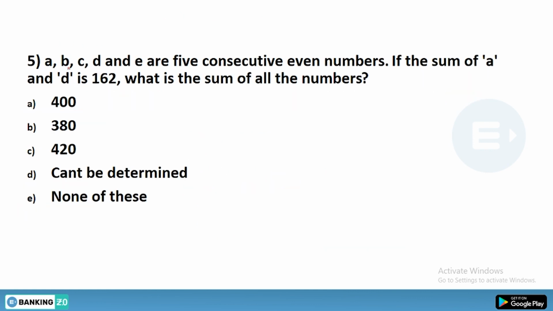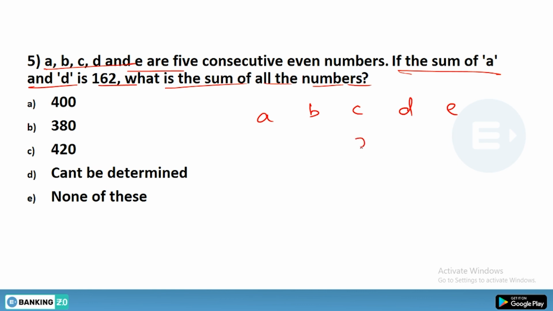As you can see, A, B, C, D, E are 5 consecutive even numbers. If the sum of A and D is 162, what is the sum of all the numbers? So you will say that we haven't got any number or average value, so we won't be able to find a solution. But here you are wrong. A, B, C, D, E are the 5 consecutive even numbers, so basically each one is related to the previous one.